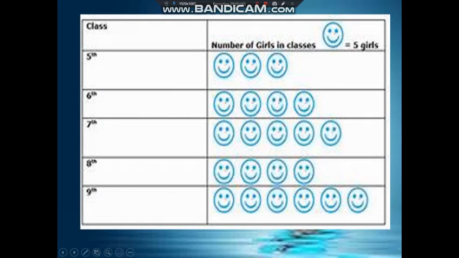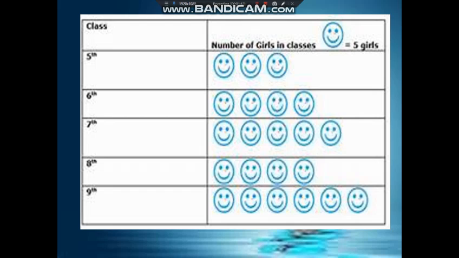And in 6th standard, 5 ones are 5, 5 twos are 10, 5 threes are 15, 5 fours are 20. 20 girls are there in 6th standard. The same way you can count the number of girls in 7th and 8th standard. Let us count number of girls in 9th standard. Here, 5 ones are 5, 5 twos are 10, 5 threes are 15, 5 fours are 20, 5 fives are 25, 5 sixes are 30. So, the number of girls in 9th standard is 30.